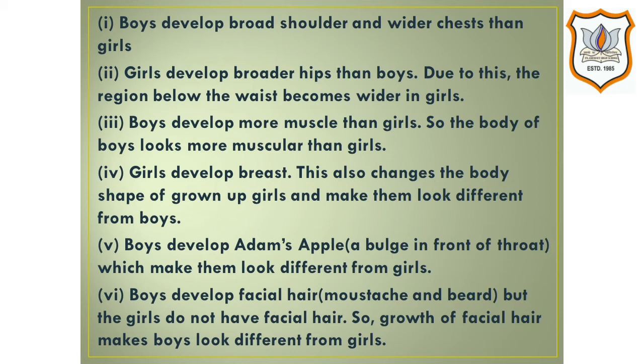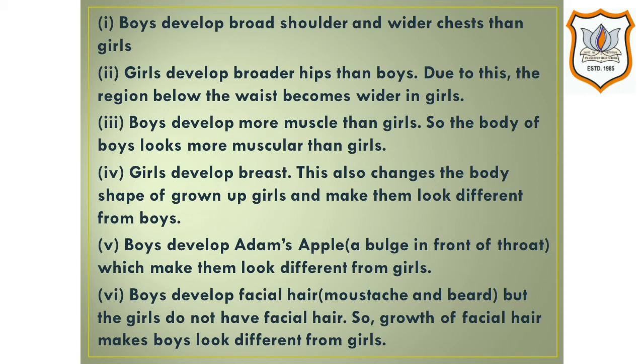than girls. Second one is girls develop broader hips than boys. Due to this, the region below the waist becomes wider in girls. Third one is boys develop more muscle than girls. So the body of boys looks more muscular than that of girls. Fourth one is girls develop breasts. This also changes the body shape of grown up girls and makes them look different from boys.